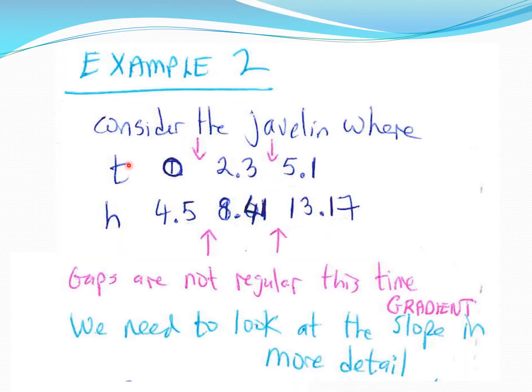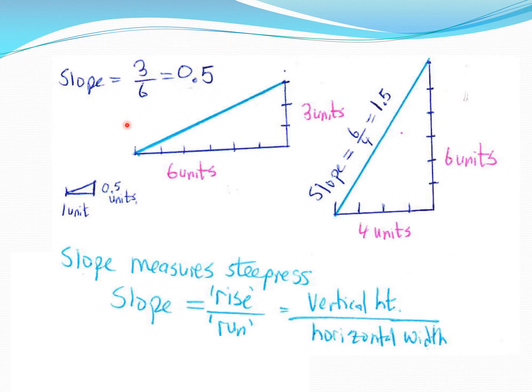So in this example, we consider a javelin again. We have different values this time. If t is 0, h is 4.5; at 2.3, the height is 8.41; and likewise at 5.1, the height is 13.17. Now the gaps don't appear to be regular this time, so it might be a wee bit harder for us to figure out the relationship between h and t. So at this juncture, we need to go back and consider the slope in a little bit more detail. In the previous examples, you could look at the gaps and figure out what the slope was. So we'll take a break from that example for the moment and just explore the idea of a slope.